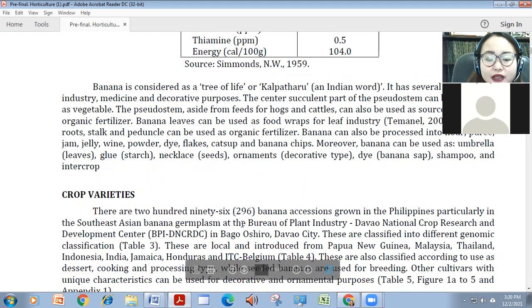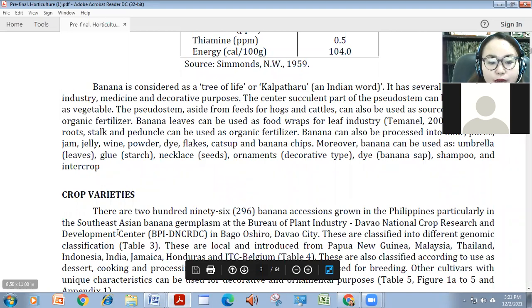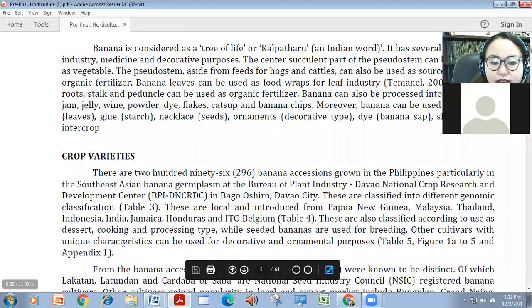So we have actually a lot of varieties of banana in the Philippines, not only in Southeast Asia. So we have so far 296 na accessions in the Philippines. We have here our Southeast Asian Banana Germplasm sa Bureau of Plant Industry dito mismo sa Davao City. And these are classified in genomic classification, which will be shown later. And these are also local and introduced from Papua New Guinea, Malaysia, Thailand, Indonesia, India, Jamaica, Honduras, and even Belgium.